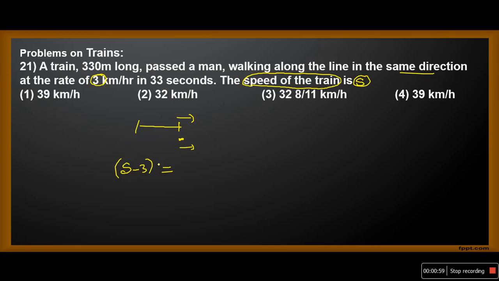So, speed is nothing but distance by time. Now, what is the distance covered by the train? Which is nothing but 330 meters, because the length of the person is negligible when compared to the length of the train. If a train crosses a smaller object, it means it is covering its own length. Now, let us substitute the values.